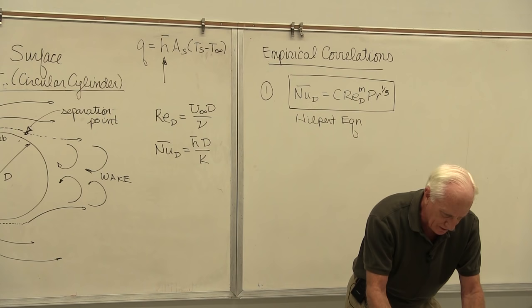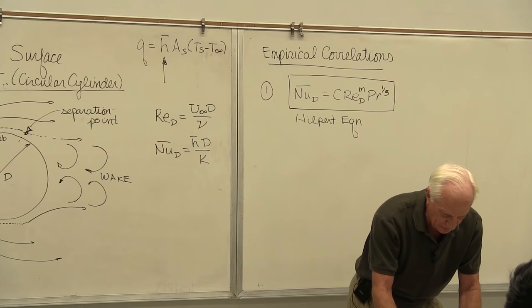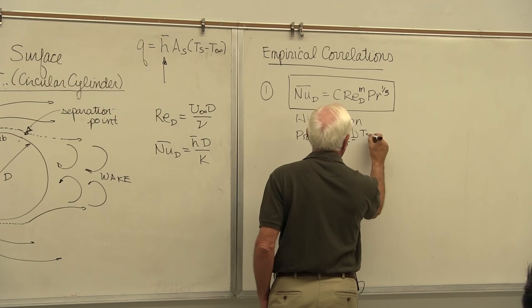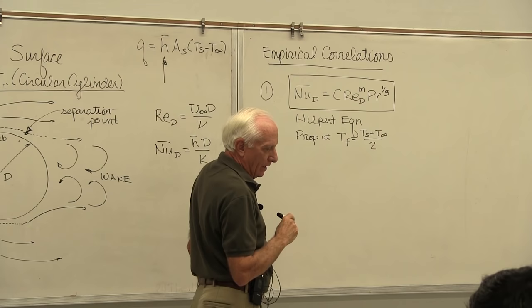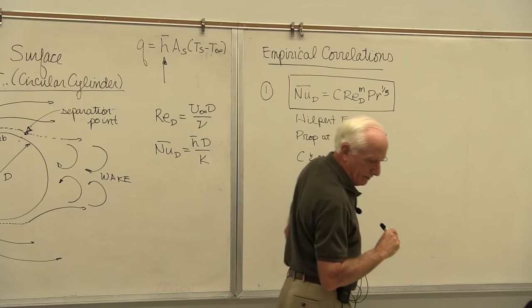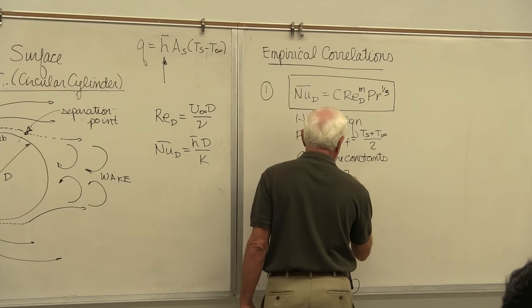I don't have the equation number down right now, but it's the first equation you come to in that part of chapter 7. Properties are evaluated at T film, which is T surface plus T infinity divided by 2. The values of C and m are constants, and the values are given in table 7.2. And table 7.2 looks something like this.